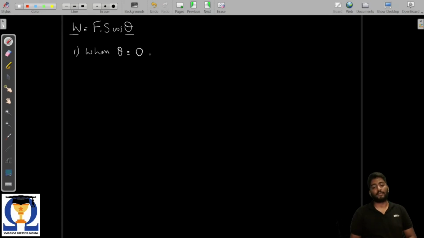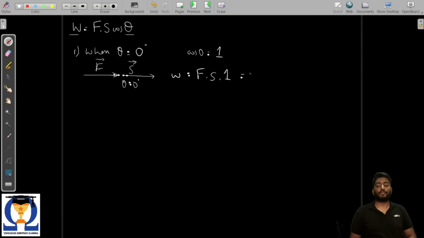when theta is equal to 0. What do I mean when I say that the theta is equal to 0? It means that the force and the displacement vectors are acting in the same direction. This is my force vector and this is my displacement vector. So if I look at it here, the angle between the two vectors is 0 degrees. So I know that cos of 0 is equal to 1. So work done will be F into S into 1. So this is F into S. So I can say that my maximum work is done when the angle between the two vectors is 0 degrees.